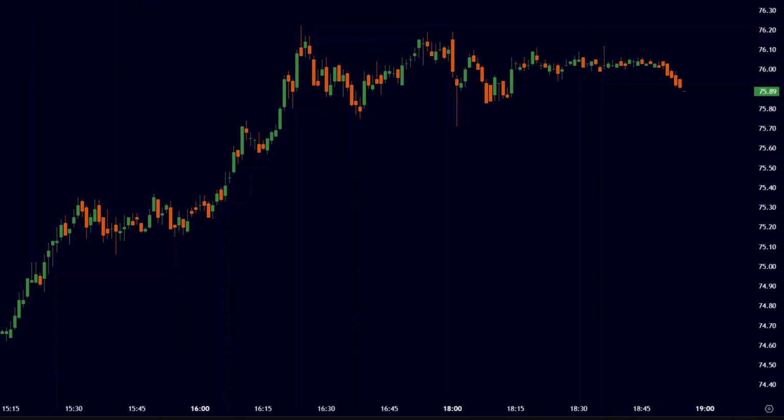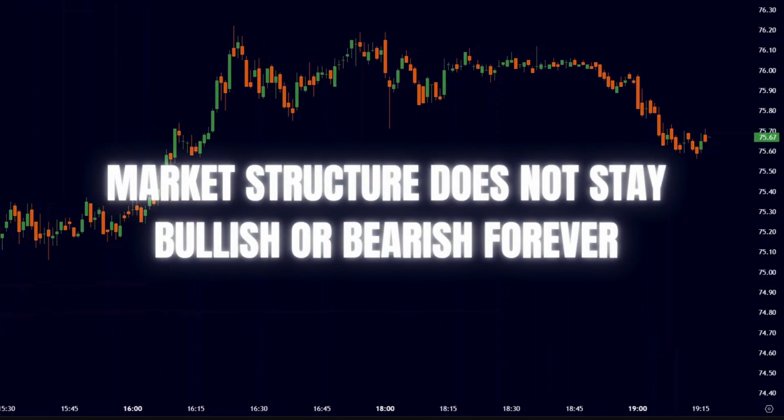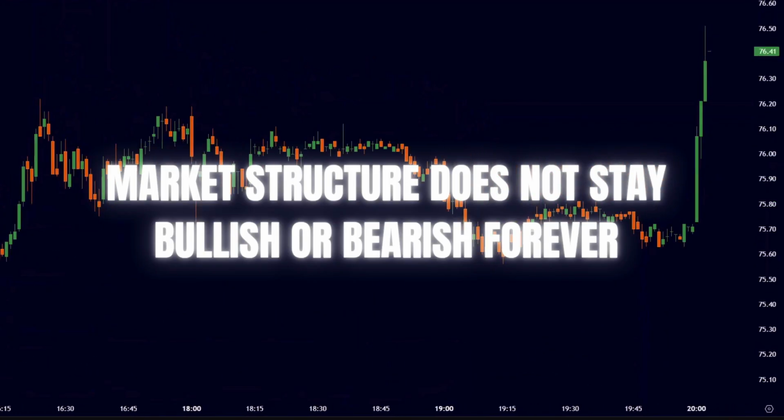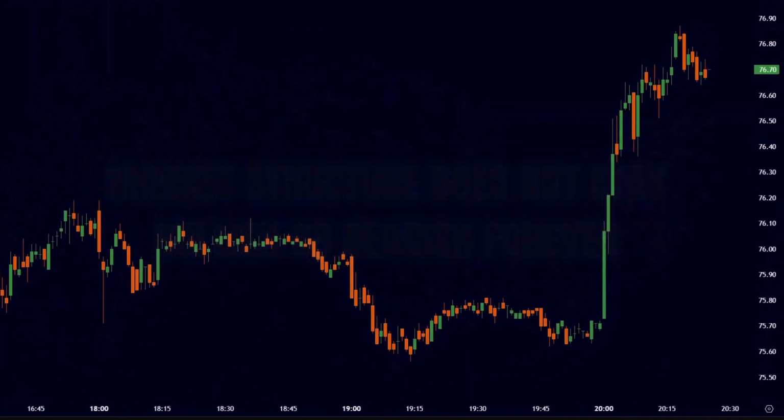Now here's where it gets really important. And this is the part that most beginners miss. Market structure does not stay bullish or bearish forever. It shifts. And knowing when a shift is happening is one of the most valuable things you can learn in ICT.